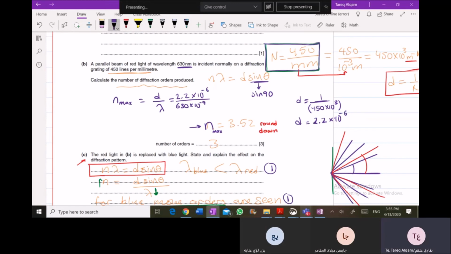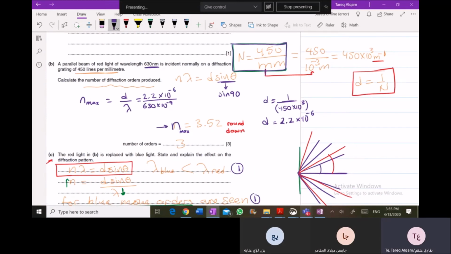450 per millimeter. So it becomes 450 over 10 to the power negative 3 meter. I have to change the milli, sorry. Then I got 450 times 10 to the power 3, negative 1. Then I used this value to find the separation between fringes. Substitute here, find n max, round it down, it will be 3.